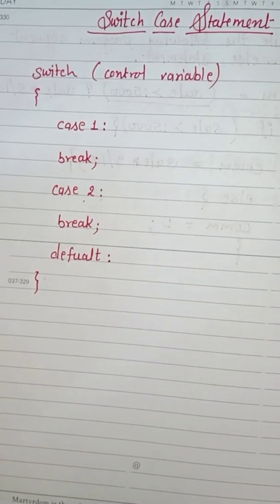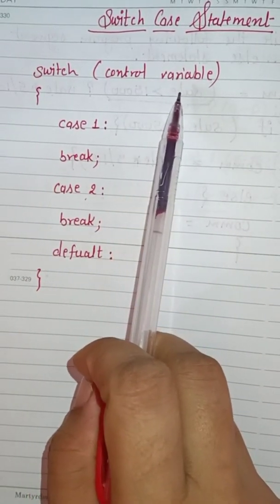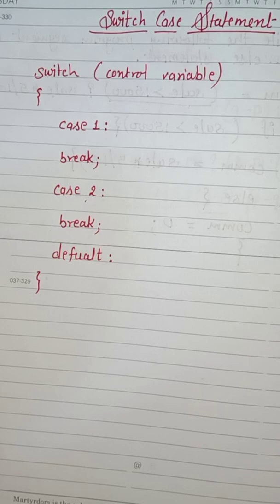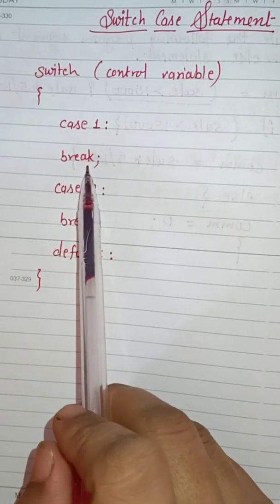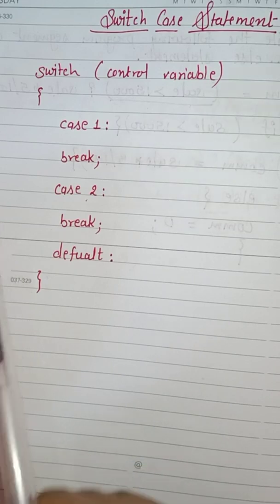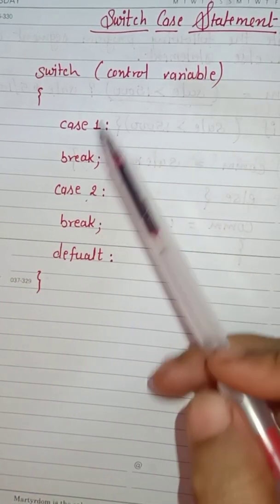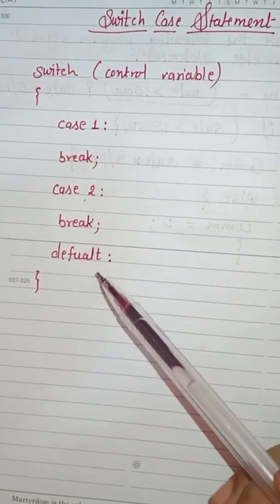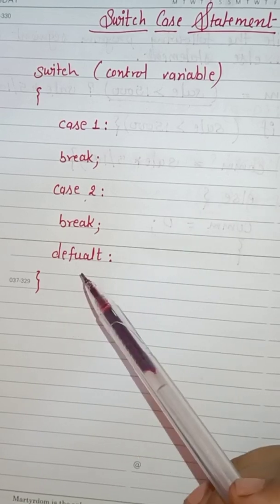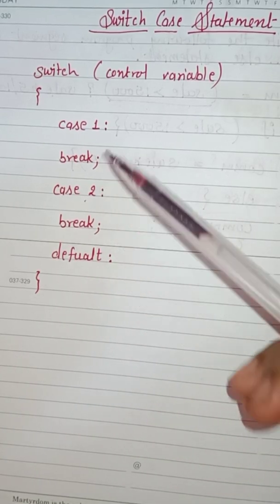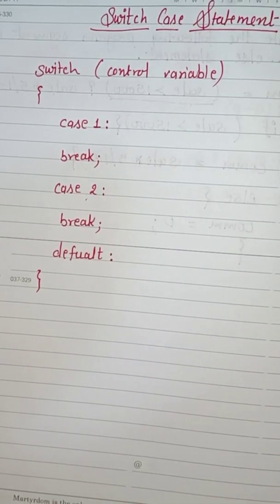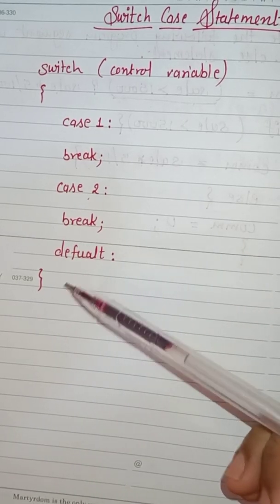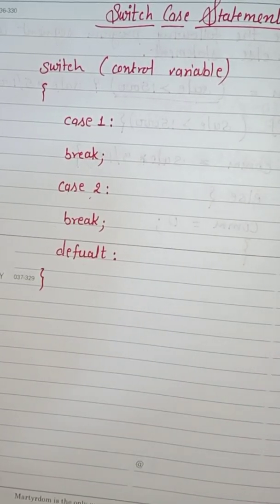Okay, so in switch case, the first one is the control variable, which controls the jump to the particular or specified case. Next one is the break statement. The break statement is used to terminate the particular block, or you can say terminate the case. And the third one is the default statement. If no case is matched or no case is executed for a given value of the control variable, then control moves to the default statement. So it's a simple syntax of switch case.